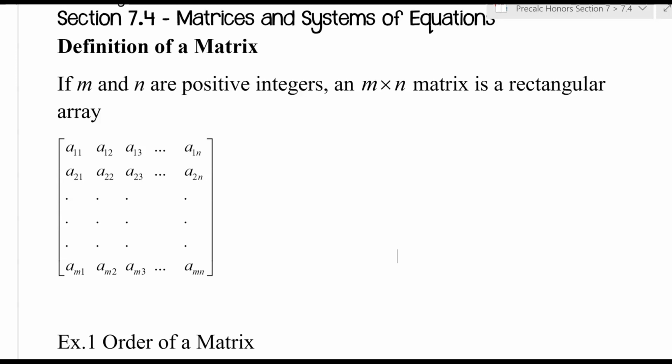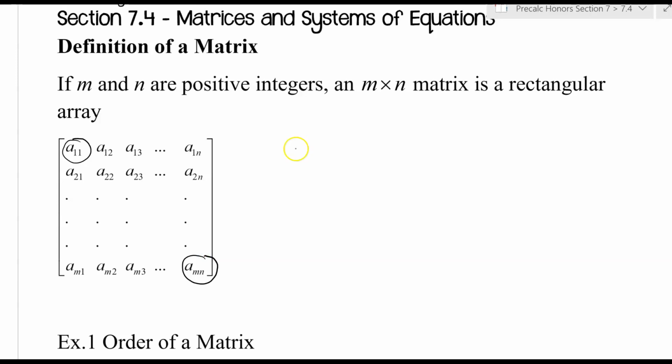So let's talk about the definition of a matrix. If m and n are positive integers, an m by n matrix is a rectangular array. So you see we start up here in the corner with entry a sub 1,1. The first index is for the row, and the second one is the column. So this is the first row, first column entry, and this would be the mth row, nth column entry.